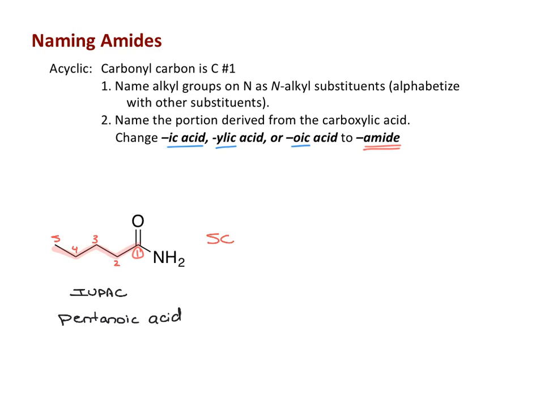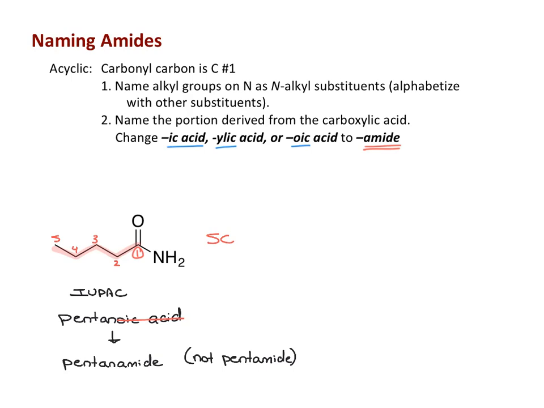So in this case, we drop not just the ic acid, but there's an O, so you drop the oic acid and change that to amide. So we have pentanamide. That's the IUPAC name of this molecule. Be careful, a lot of times people will mistakenly call this pentamide. And they drop too much, so this is pentanamide, not pentamide.